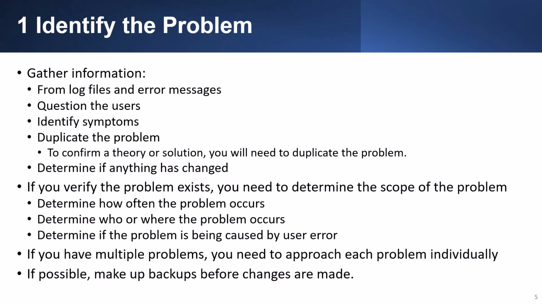While you're identifying the problem, you will need to gather information from log files and error messages, question the users, identify symptoms, and duplicate the problem. You may need to have the user show you the problem. To confirm a theory or solution, you'll need to duplicate the problem. While gathering information about the problem, ask what the chain of events or steps are to duplicate the problem.